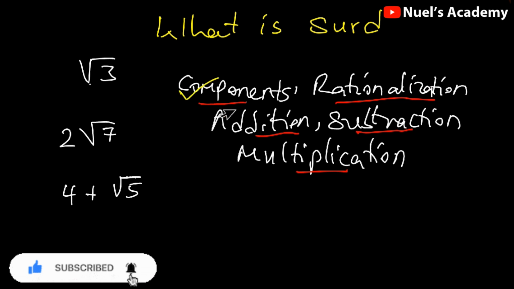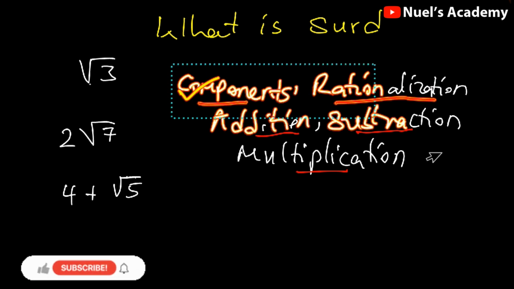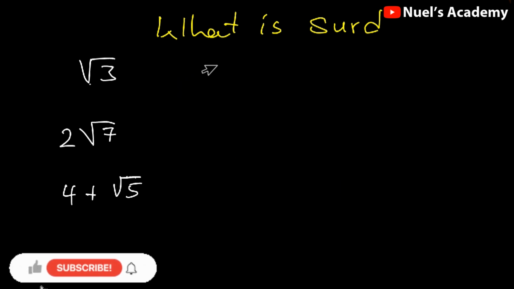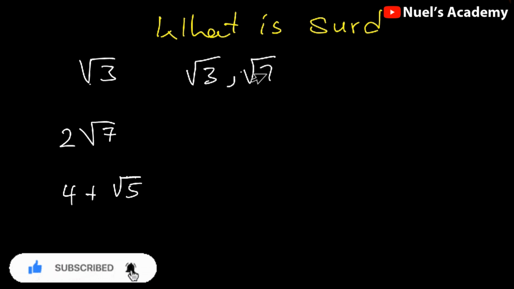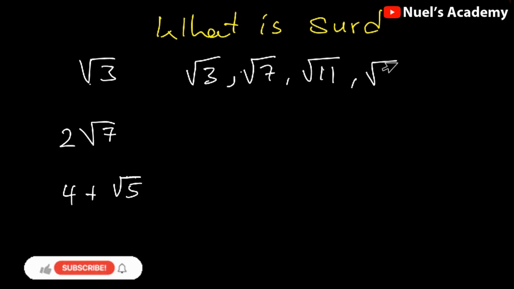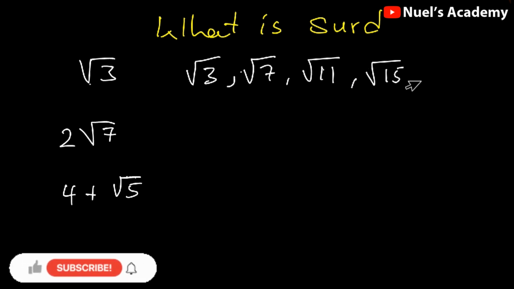So let's start with components of surds. But before that, what is even a surd? A surd is the square root of any number that is not a perfect square. For example, square root of 3 is a surd, square root of 7 is a surd, square root of 11 is a surd, square root of 15 is a surd, and so on.